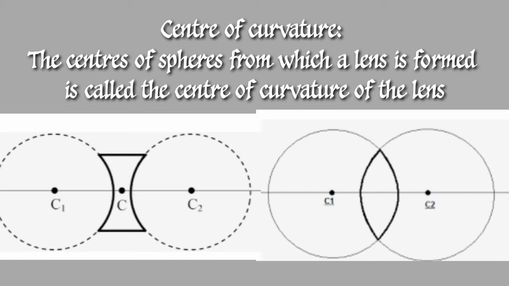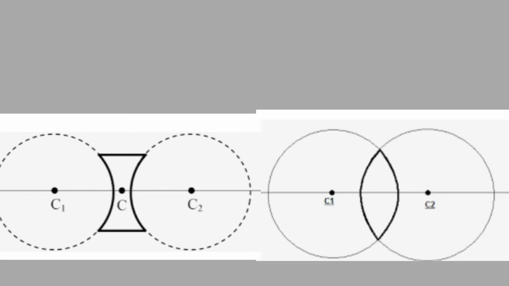On either side of the lens, these centers of curvature exist. They are normally represented as C1 and C2. The centers of these spheres from which the spherical lens is obtained, or formed, are known as the centers of curvature.